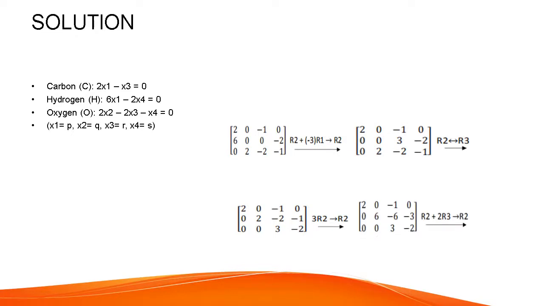And now we will look at the solution of the problem. First, we write 3 simultaneous linear equations in 4 unknowns corresponding to each of these elements, as shown. Please note that there are 4 unknowns but only 3 equations. The system is solved by the Gaussian elimination method as follows.